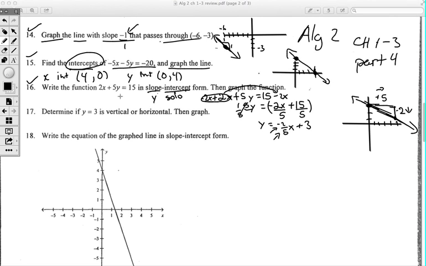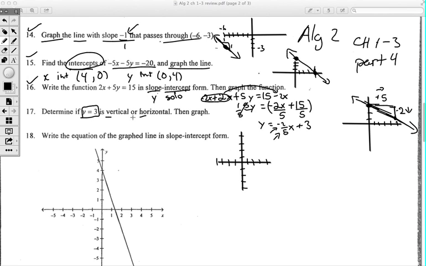Let's look at 17. It says determine if y equals 3 is either vertical or horizontal. Now this one, it's some from memory, but here's how I think about it. Here's what I'm looking at. It says y equals 3. Okay, so I'm going to look at this x and y axis here, and I'm going to make some markings. 1, 2, 3, 4, 1, 2, 3, 4. That's a little bit off. Let's try and keep it consistent. 1, 2, 3, 4. Okay, so we got all those things happening.